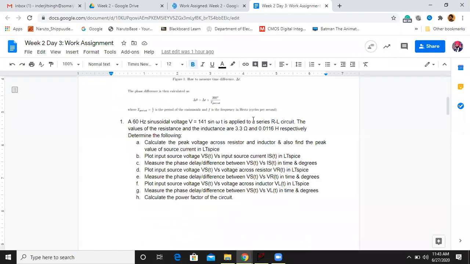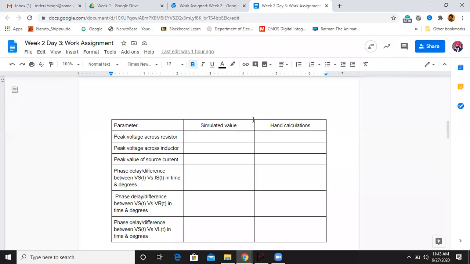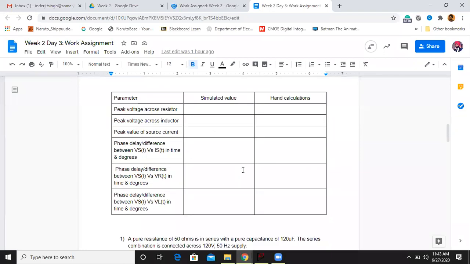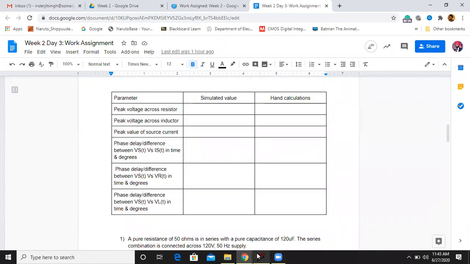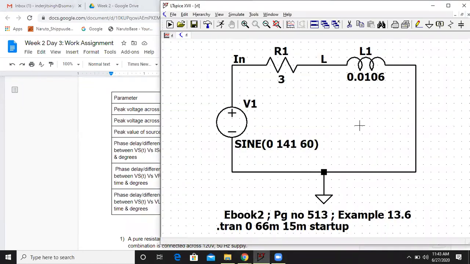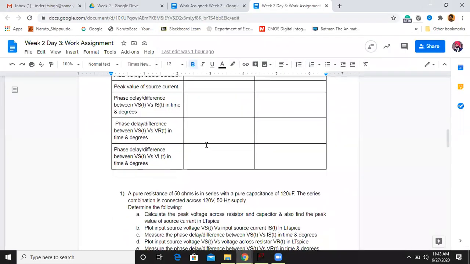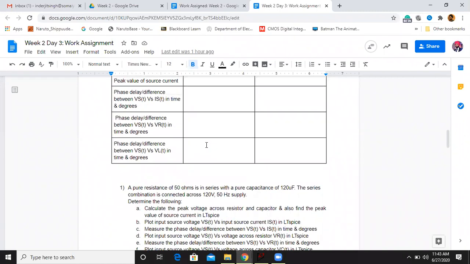Okay. So here you will get this table in your worksheet. So you have to write all these things over here. And also you need to plot everything. All these things you have to plot. So all these plots, whatever I'm showing over here, you have to save in your files and add the entire print screen. Okay, so this is the way you will get. So these are the questions you will get.